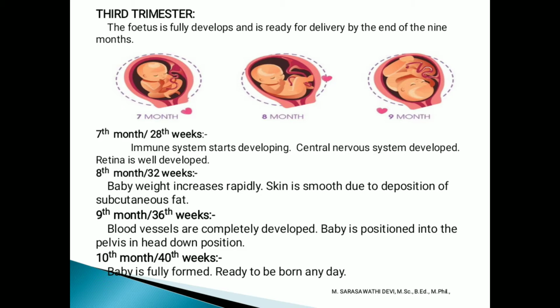Ninth month or 36th week: blood vessels are completely developed, and the baby is positioned into the pelvis, in a head down position. 10th month or 40th week: the baby is fully formed and ready to be born any day.